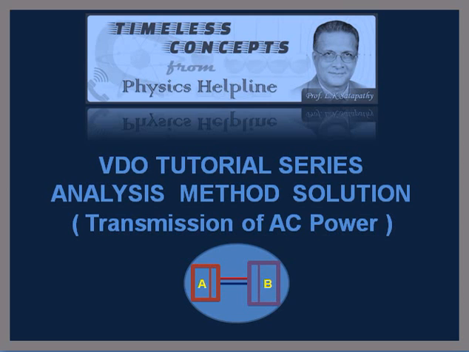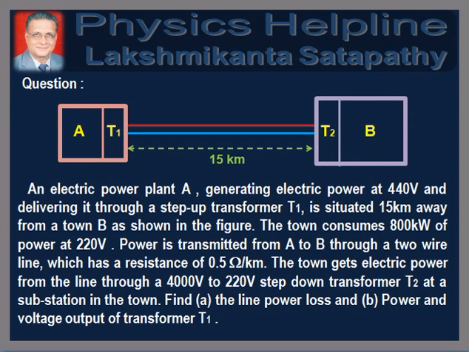The question is as follows. An electric power plant A generating electric power at 440 volts and delivering it through a step-up transformer T1 is situated 15 kilometers away from a town B as shown in the figure. The town consumes 800 kilowatts of power at 220 volts.